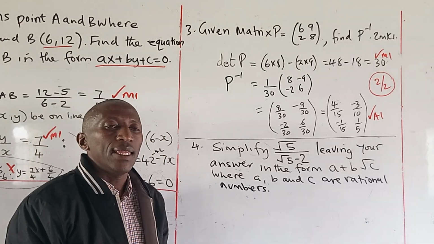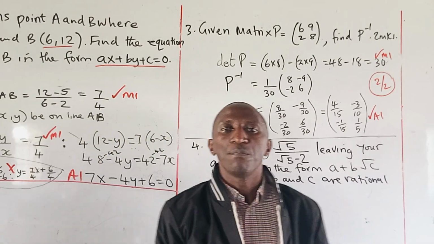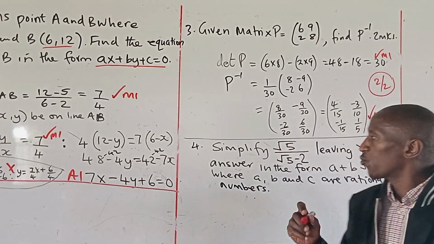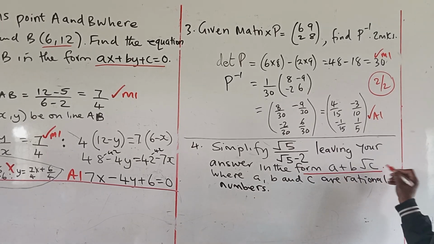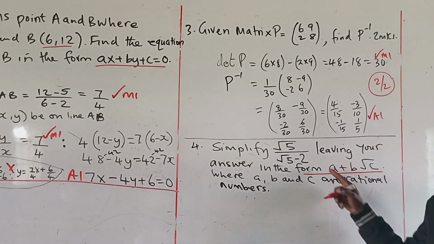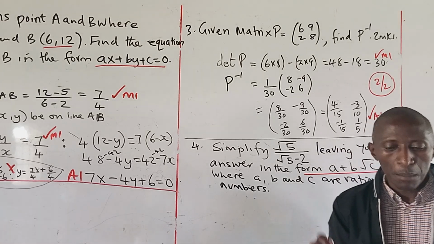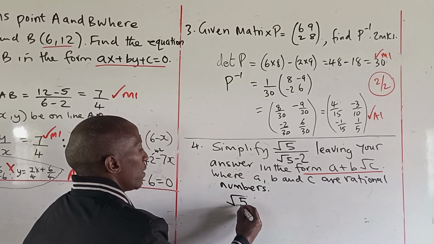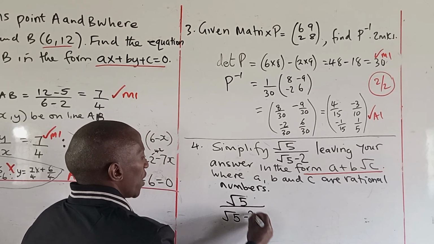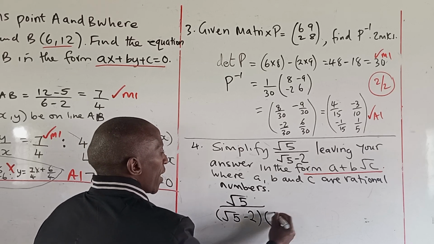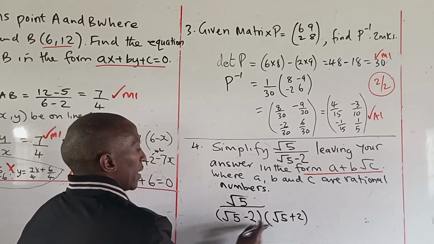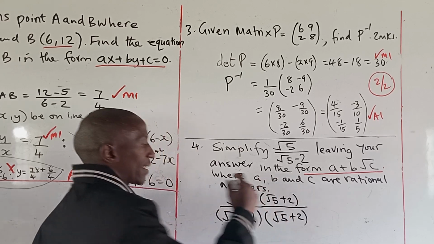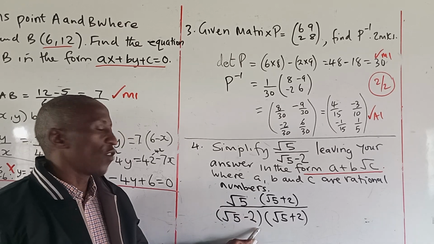Once more, our lesson is primarily on helping the learners follow the instructions. The instruction in this question is how you are going to leave your answer, the form in which you are going to leave it. This is very, very crucial, so that the A1 mark is not lost. Straight away, let's look at it. We have root 5 all over root 5 minus 2, and in this one, we should multiply by the conjugate. The conjugate to this is root 5 plus 2, which we multiply on both numerator and denominator.